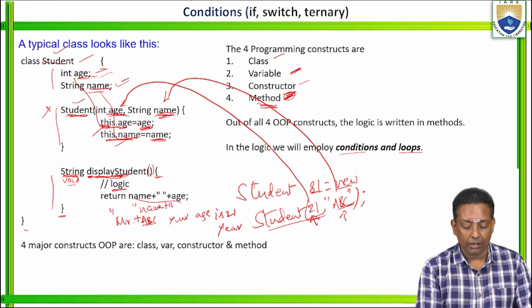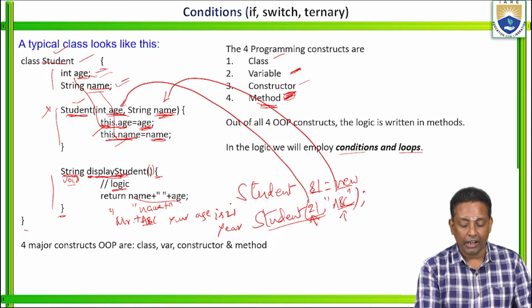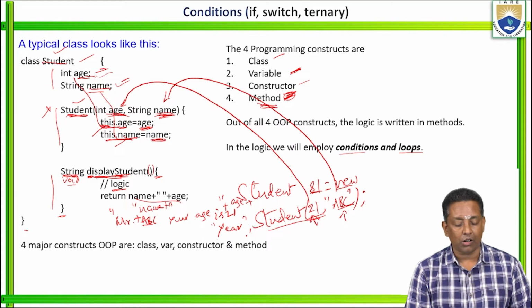Again put a plus symbol. In double quotation, again you write "your age is" in double quotation, plus. Again you write age, plus. Again you put "year" in double quotation. So this is how you write logic inside the method.